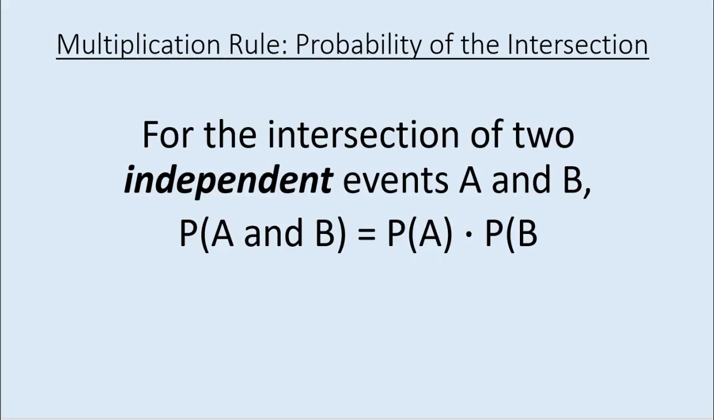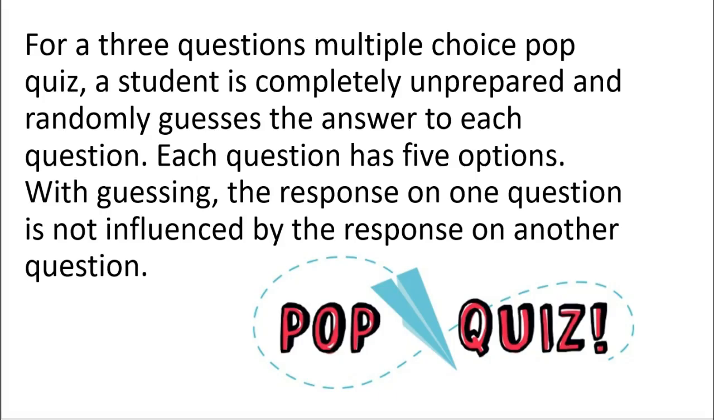We also have the multiplication rule. For the intersection of 2 independent events, and they must be independent, A and B, the probability of A and B is equal to the probability of A times the probability of B. Recall that independent means that what happens on one trial is not influenced by what happens on any other trial.